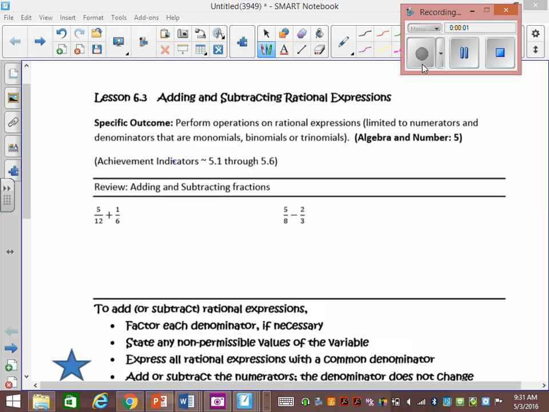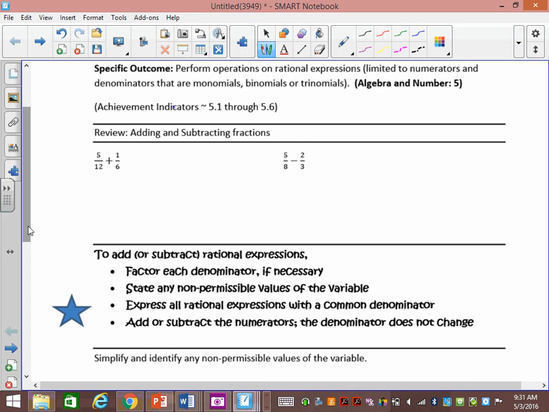Okay, adding and subtracting rationals follows the same rules as fractions. Seriously? When you add and subtract fractions, what do you need? Do you remember, Jagger? I just asked you a question.